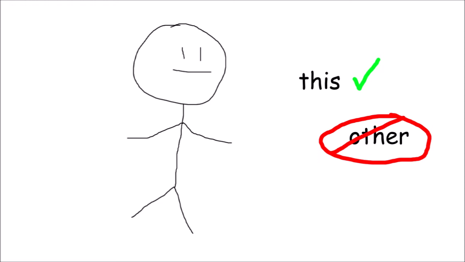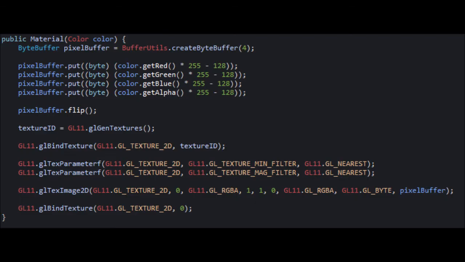And you can also use that to create your own textures in the code, and that's how I did the colors. I just created a texture and then I just plugged that into the actual texture ID.